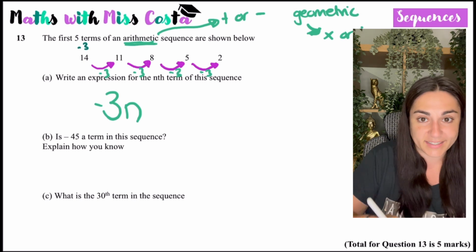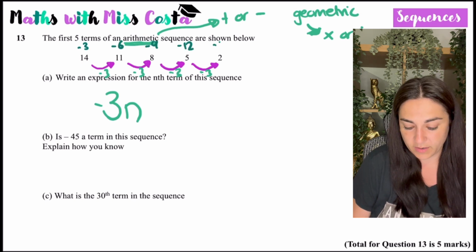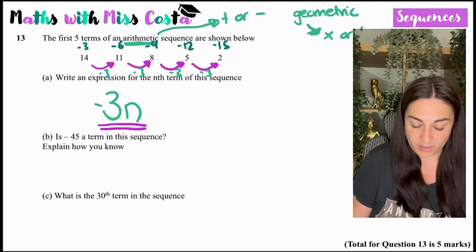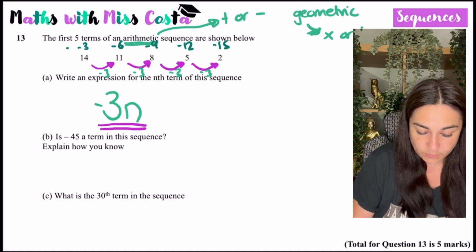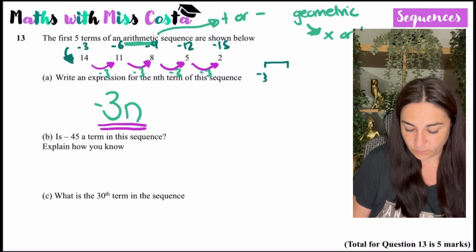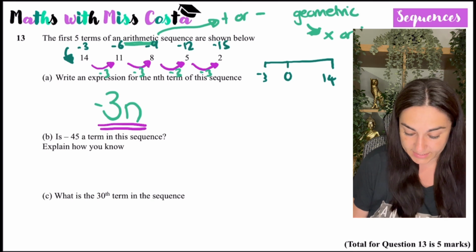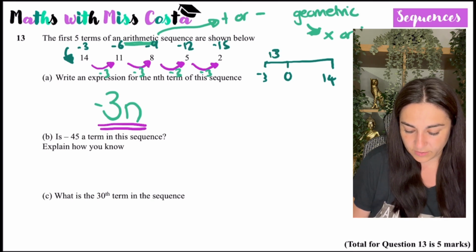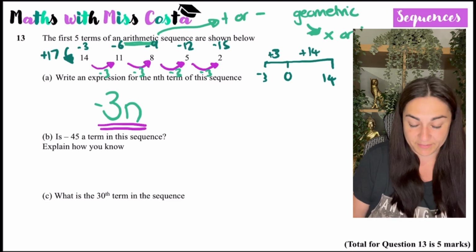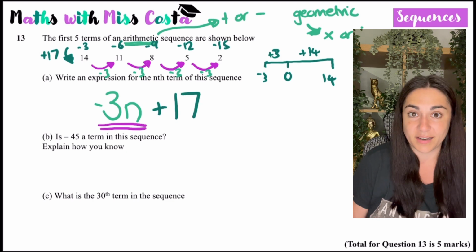So the first term in the minus 3 times tables would be minus 3. If you take away 3, then it would be minus 6, then minus 9, minus 12, minus 15, and so forth. So we're saying it's going down in the 3 times tables, so it's minus 3n. And then we want to work out, how do you get from minus 3 to 14? So minus 3 is here, we pass 0, and then we get to 14. So what must you add to get from minus 3 to 14? From minus 3 to 0, you add 3, and from 0 to 14, you add 14. So therefore, minus 3 plus 17 gets me to 14. So the nth term of the sequence is minus 3n plus 17.